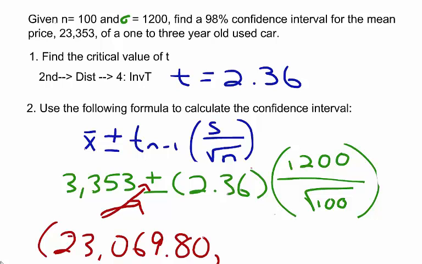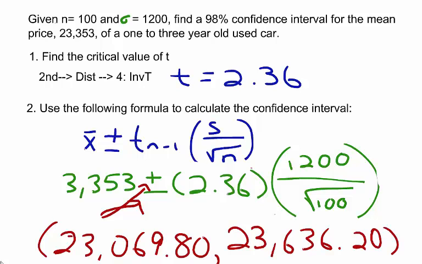When I calculate my values again, using the plus sign, I have 23,353 plus 2.36 times 1200 divided by the square root of 100. This gives me the upper bound of my confidence interval, which is $23,636.20.